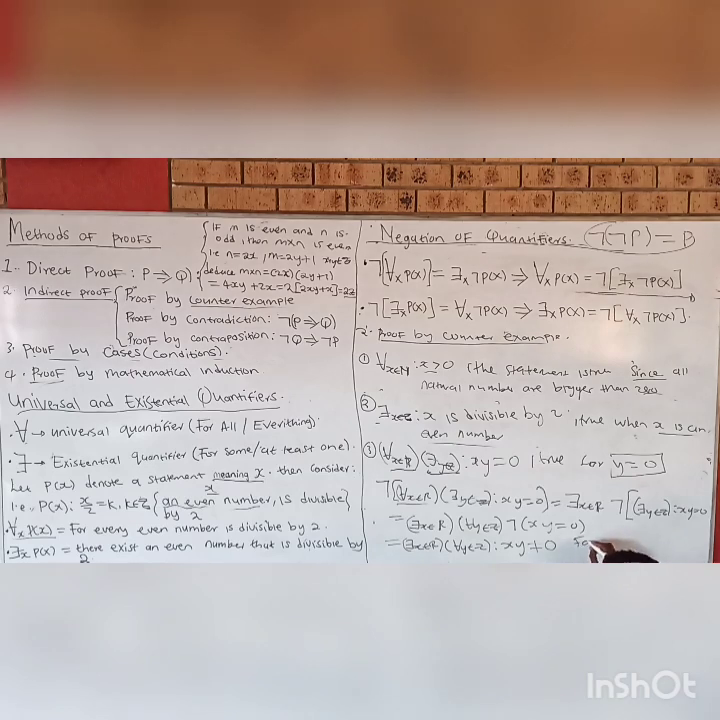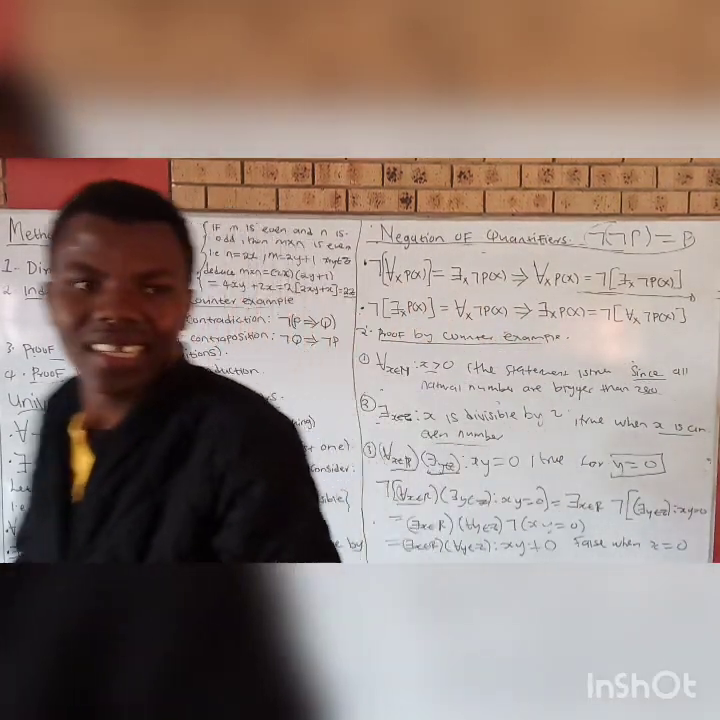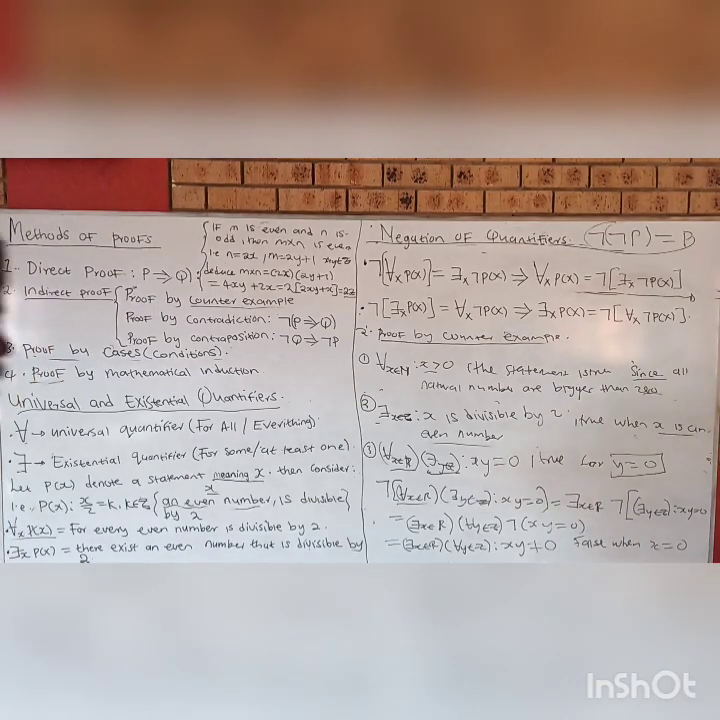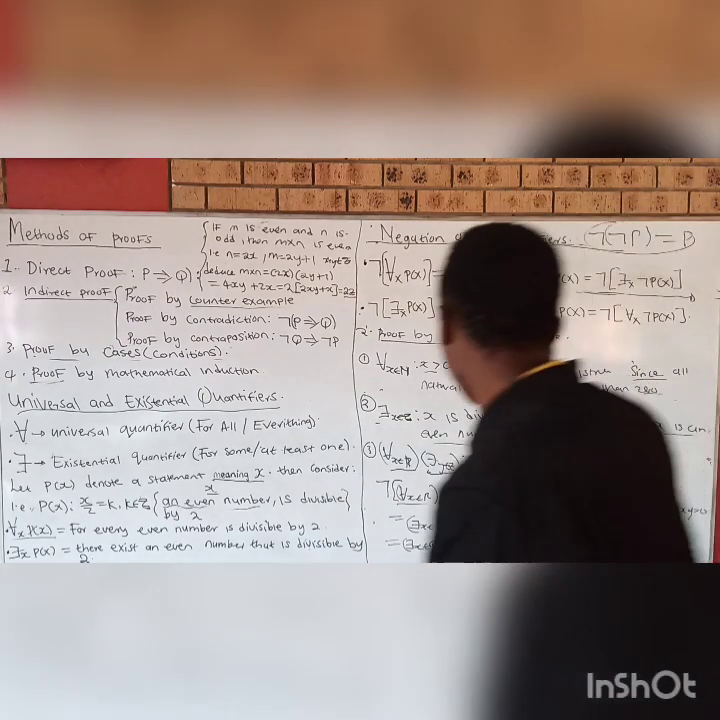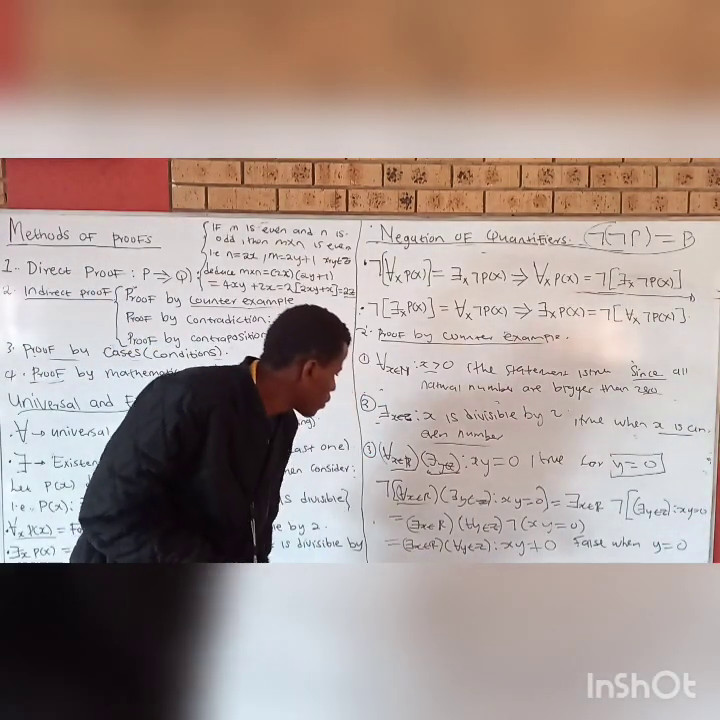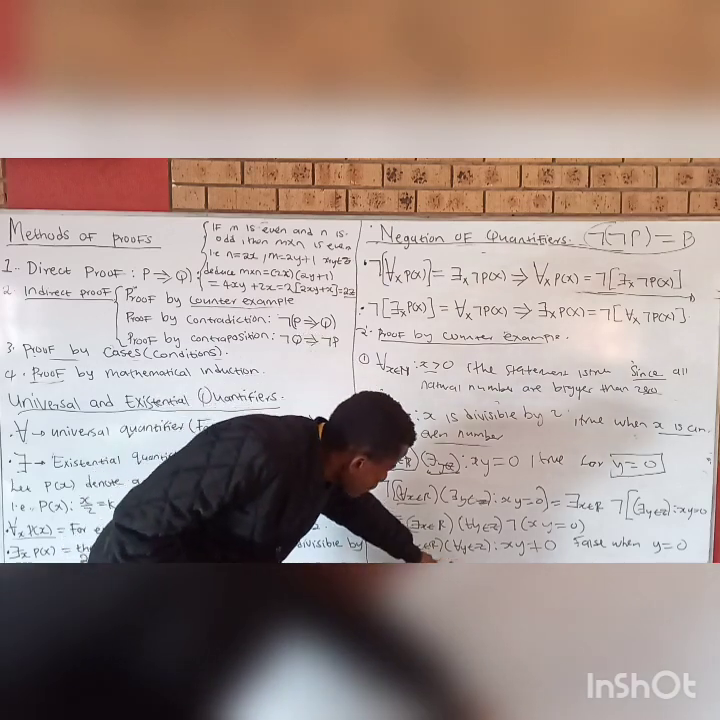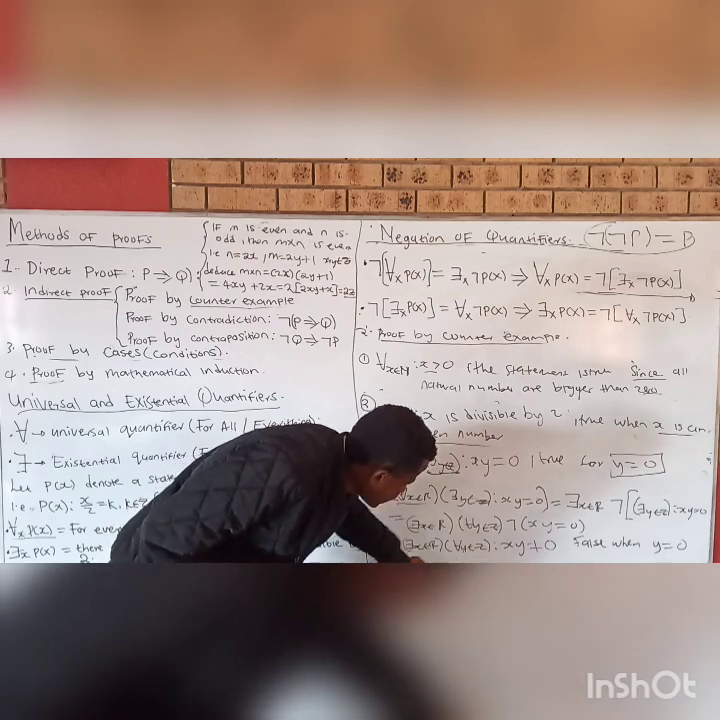Where is it false? This statement is false when Y equals zero. When Y equals zero, the statement will be false, because for X we cannot take zero. We can take any number besides zero. But we must do it for every Y in the integers.